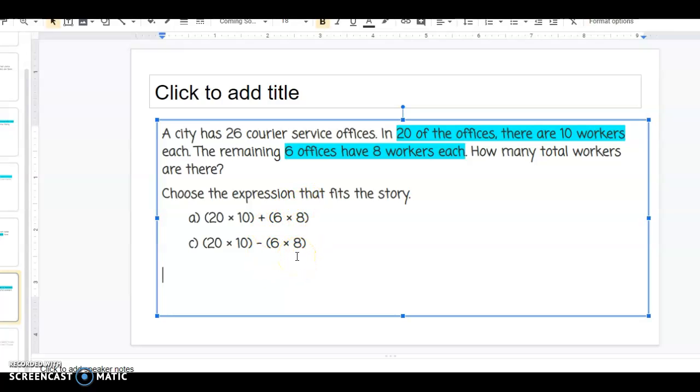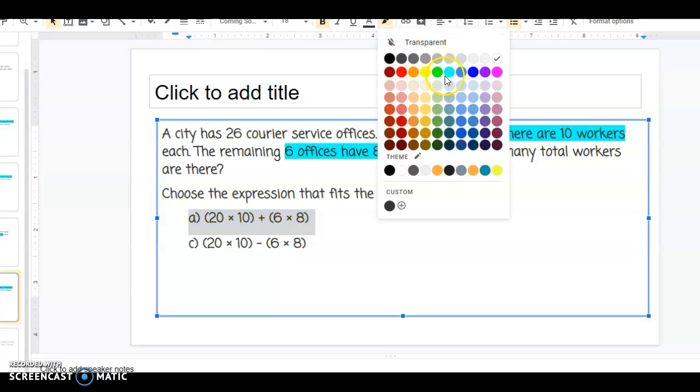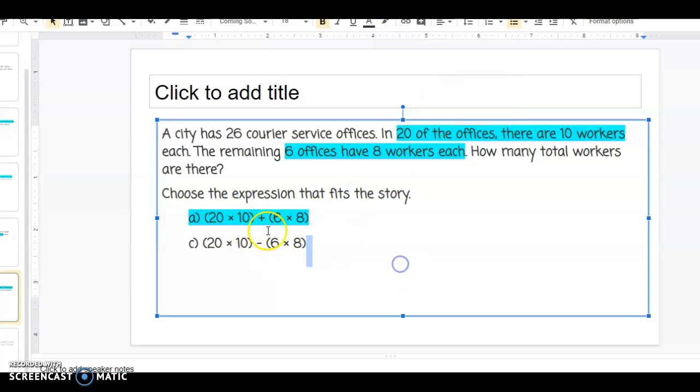But then to find out how many total, we always know total means you're either adding or multiplying. And a lot of times when it says what's the total, you're adding. Okay, so we're going to look at here. This is going to be my answer, because this is taking how many I have at my 20 offices total and how many I have at my 6 offices, and then putting those two amounts together. So I would have to solve this parentheses, then these parentheses, and then add them together to get my total amount of workers.